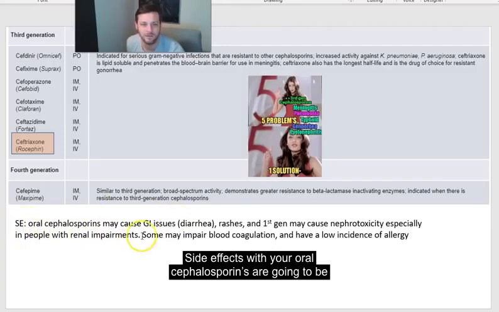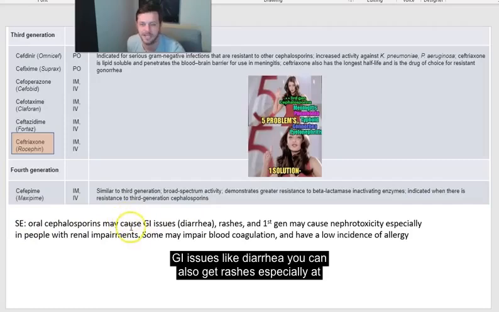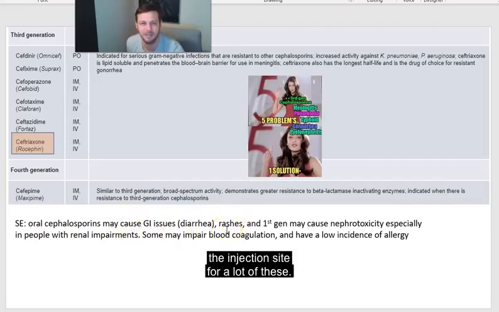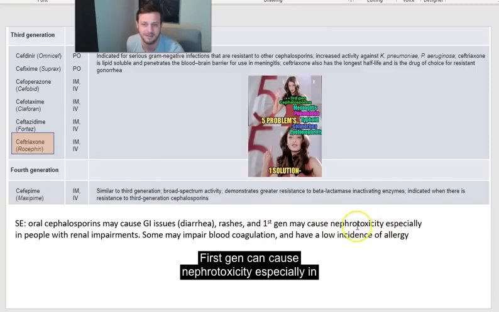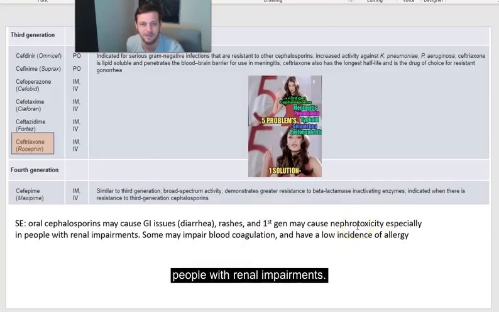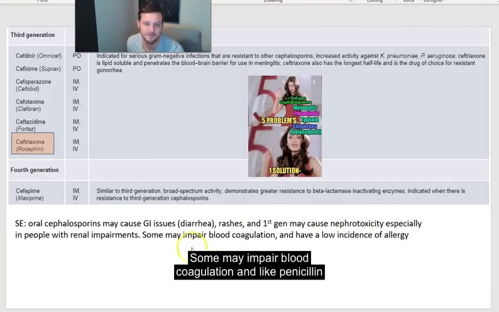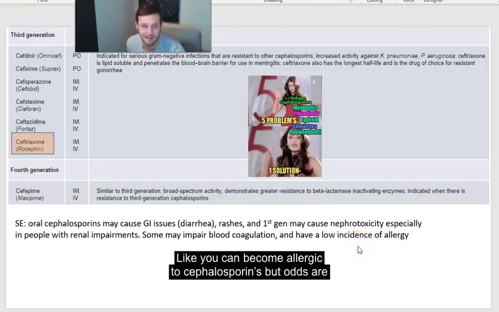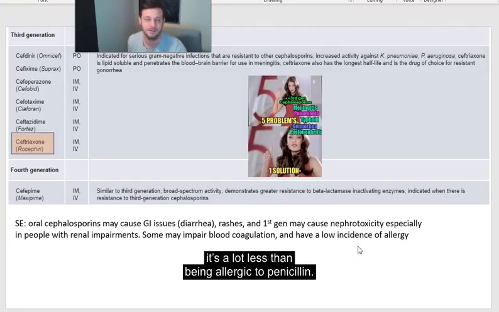Side effects with your oral cephalosporins are going to be GI issues like diarrhea. You can also get rash, especially at the injection site for a lot of these. First gen can cause nephrotoxicity, especially in people with renal impairments. Some may impair blood coagulation. And like penicillin, there is an incident of allergy, like you can become allergic to cephalosporins, but odds are it's a lot less than being allergic to penicillin, right?